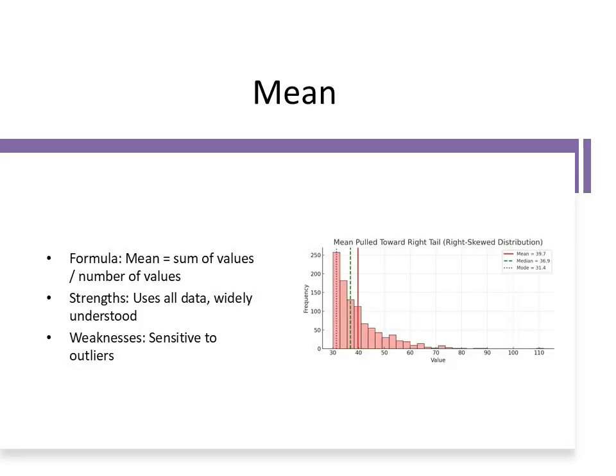Let's start with the mean. This is probably the one you're most familiar with. It's the sum of all values divided by the number of values. The mean is useful because it takes every value into account. But it's also sensitive to outliers. A single very large or very small value can distort the mean. If your data are symmetric and free of extreme outliers, the mean is a great choice.